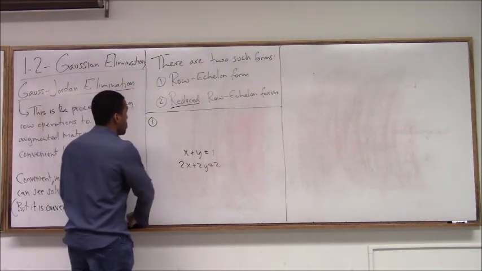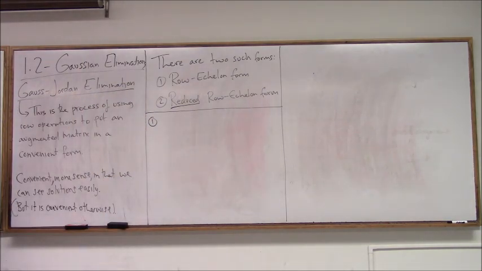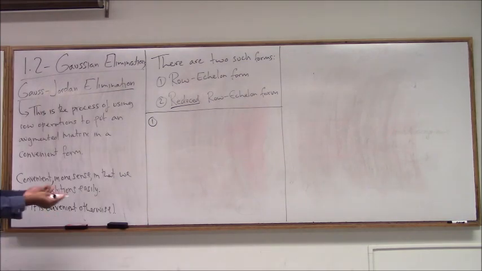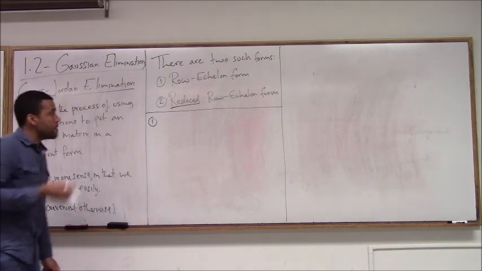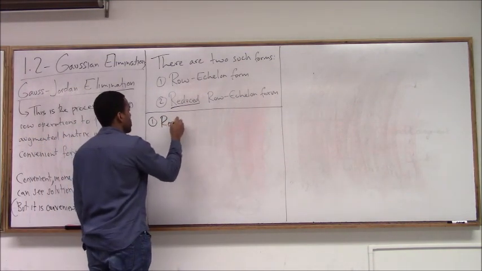Okay? But they're both very convenient in their own right. Sometimes seeing 2x equals 4 is good enough for you, so instead of getting it to x equals 2, that'll be fine. So let's actually talk about these forms, what they look like. Let's talk about row echelon form.